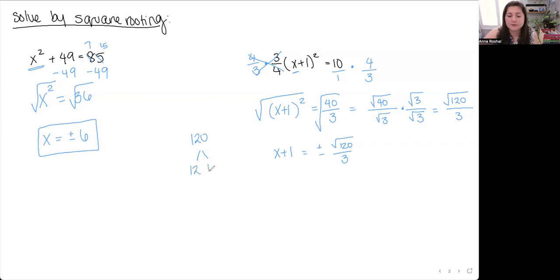So we know that that's going to be 12 times 10. We know that that'll be 6 times 2 and 2 times 5. I know that this is the only pair that I'm going to have available for me with two things. So I can rewrite this as x plus 1 equals positive negative 2 square root 30 over 3. I'm going to subtract 1 from both sides. So I'm going to end up with negative 1 plus or minus 2 root 30 over 3.